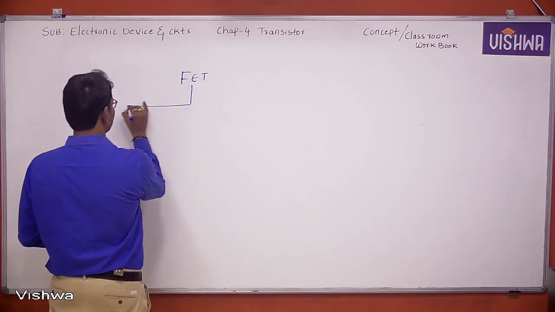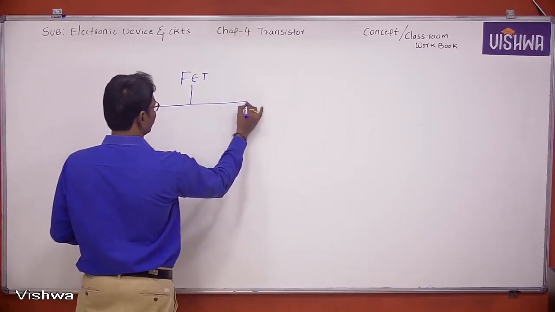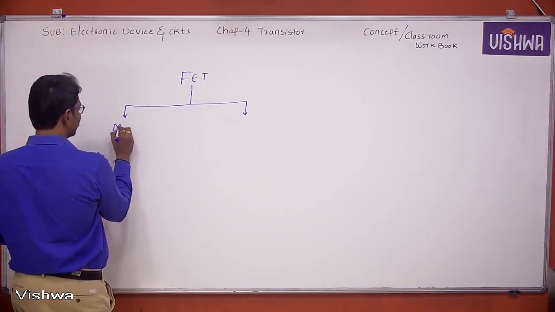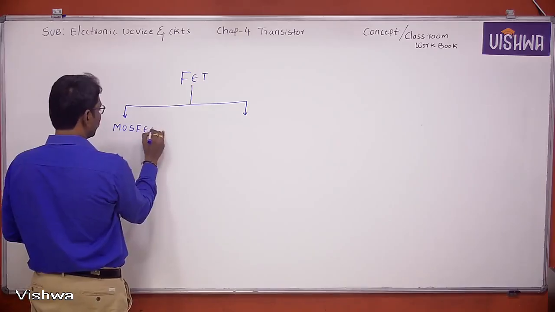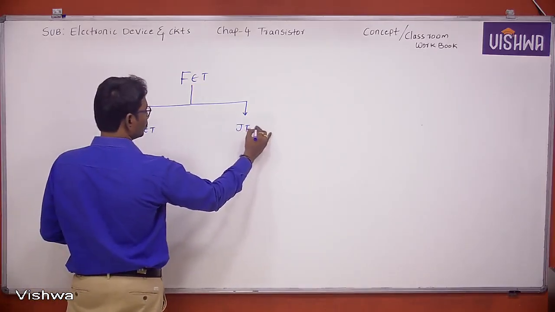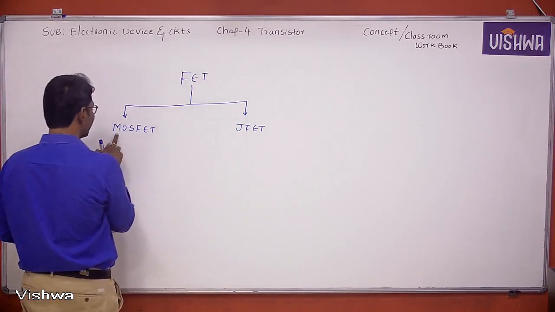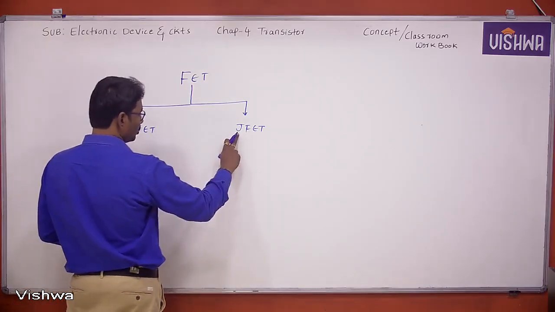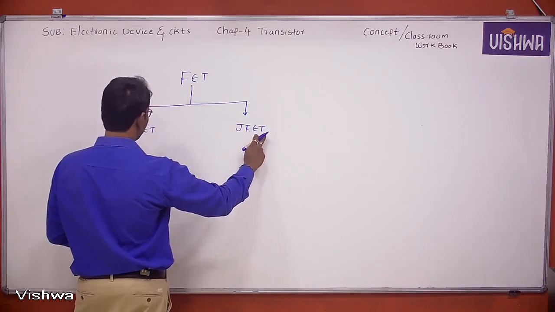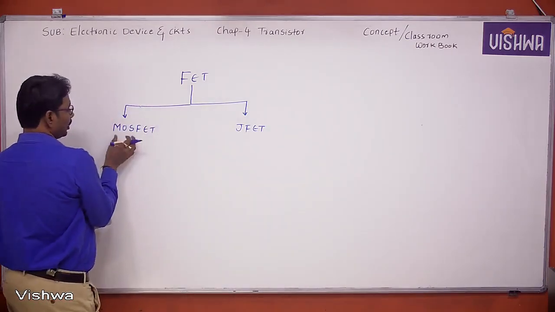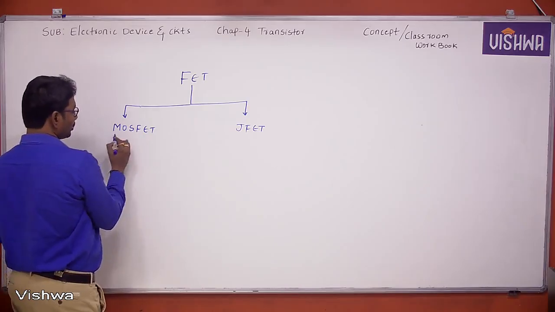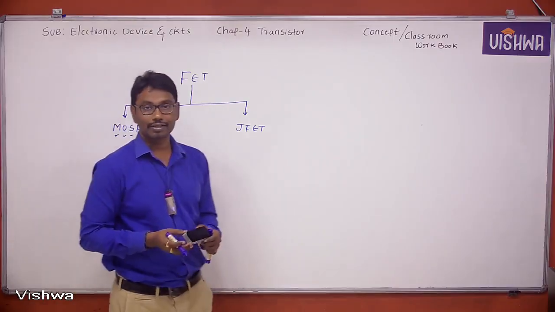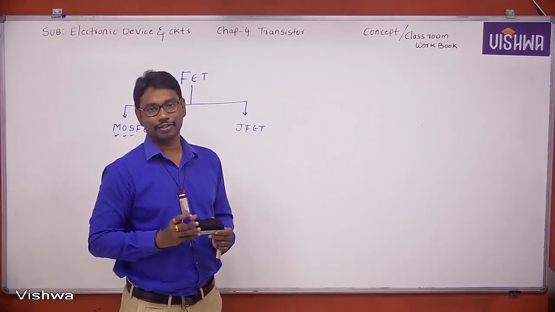Coming to the classification of the FET, see here the FETs are two types. One is MOSFET, another one is JFET. MOSFET means metal oxide semiconductor field effect transistor. JFET means junction field effect transistor. Here the very interesting point is, the MOSFET is a combination of three materials: metal, oxide, semiconductor. But junction field effect transistor is a pure semiconductor structure.